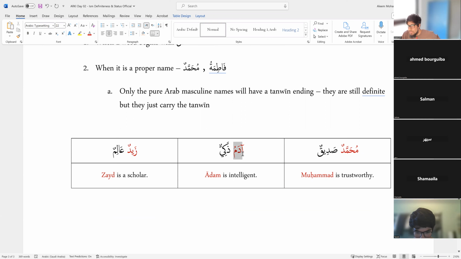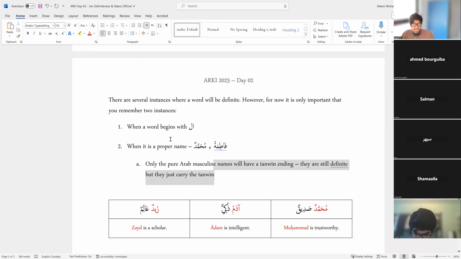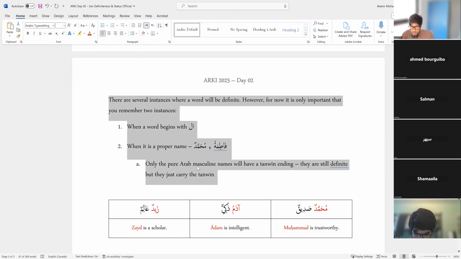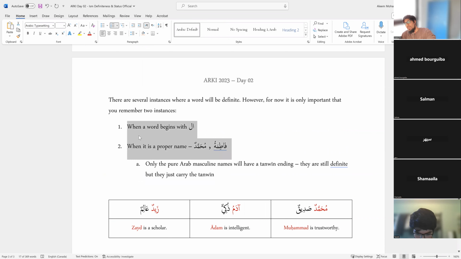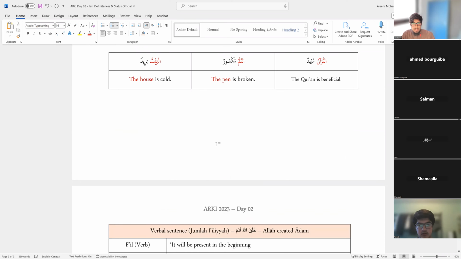Can anyone tell me why Adam doesn't have a double ending? What's going on here? I thought all masculine names have double endings. Right. Okay, cool. So the exception is that non-Arab names like Adam, which was adapted into Arabic, and female names will not have that rule applied to it. Cool stuff. Okay, so that is definiteness for now. As we said, there are several instances where definiteness will occur. We've only covered two. As they come up, we're going to reference back to this, inshallah ta'ala, and we'll give you all 7 at one time. Okay, so that's definiteness.